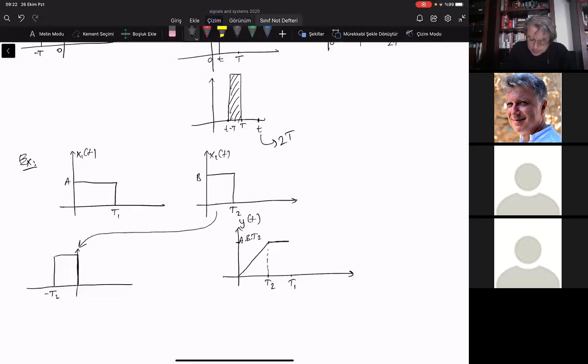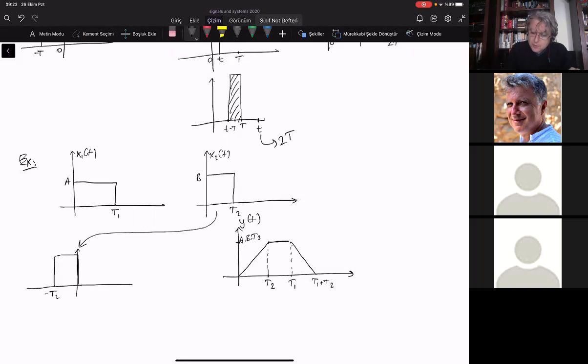And after T1, it will go down with the same rate as the increase, which is T1 plus T2. So the convolution of a rectangle with a rectangle may also provide you with an increase, a flat plateau, and then a decrease. That is also a possibility if the widths of these two shapes are not the same.